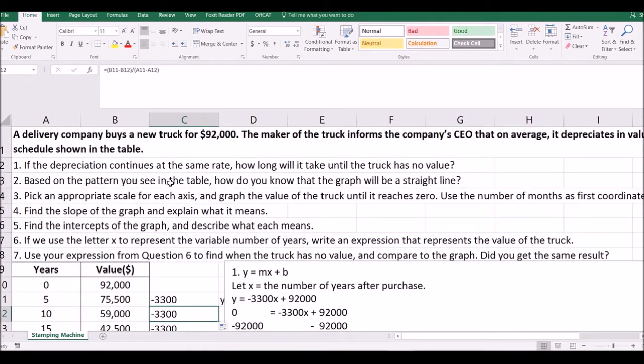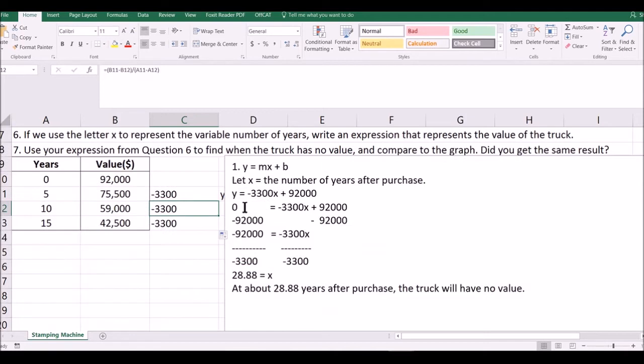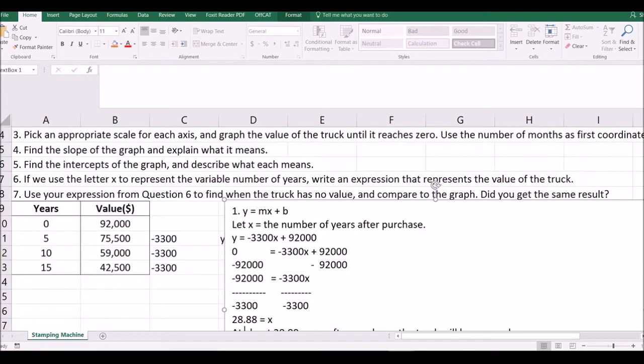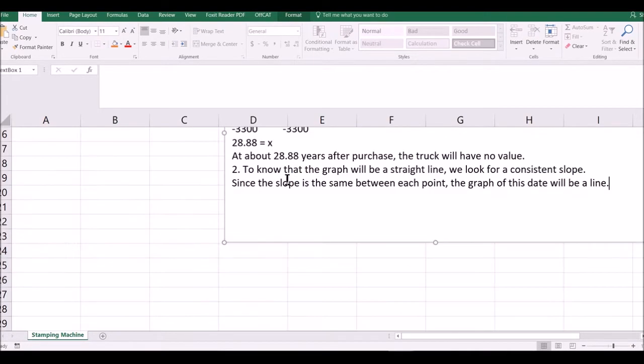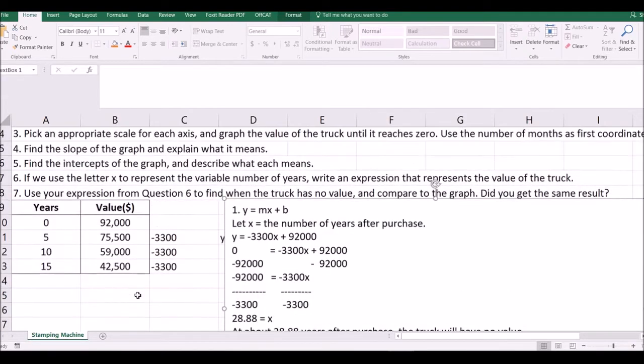So based on the pattern you see in the table, how do you know the graph will be a straight line? Because we have a consistent slope, a consistent rate of change. So for this one, to know that the graph will be a straight line, we look for a consistent slope. Since the slope is the same between each point, the graph of this data will be a line. So that's how we know.